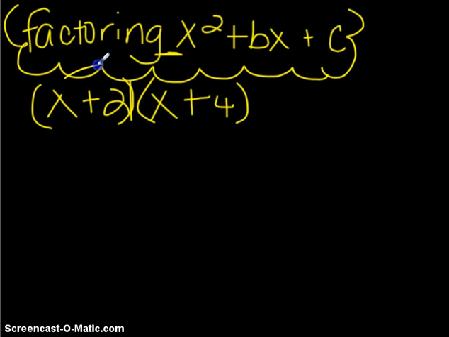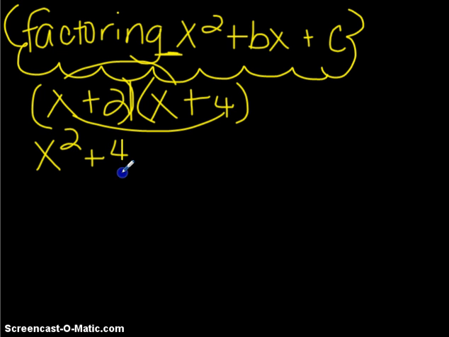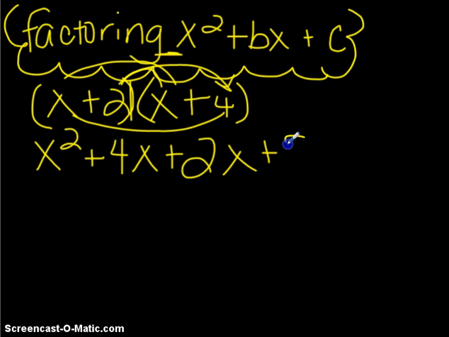So our first, x times x is x squared. Outsides, x times 4 is 4x. Insides, 2 times x is 2x. And last, 2 times 4 is 8. When you go through and you combine your like terms, you get x squared plus 6x plus 8.